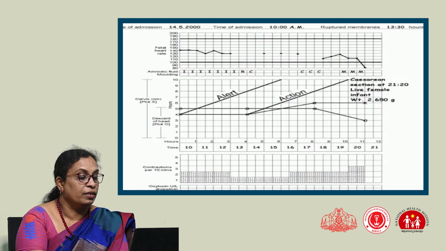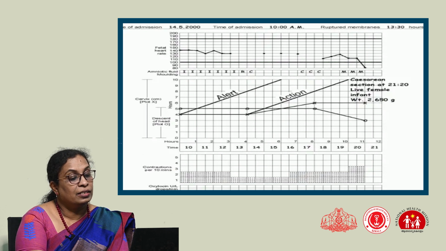It's at the tip of the alert line. Membranes were intact, written as I. Fetal heart rate is 140. Molding is not yet mentioned. Head is 5/5 palpable. That is at 0 hours. 4 hours later, dilatation is still 4 centimeters. Head is still 5/5 palpable.